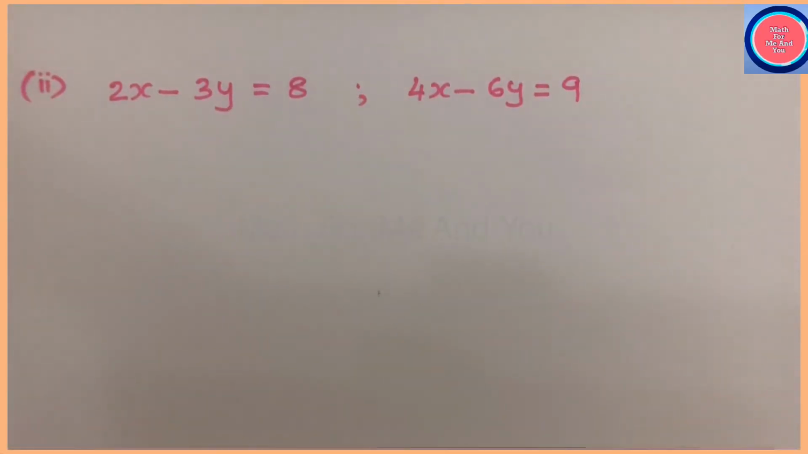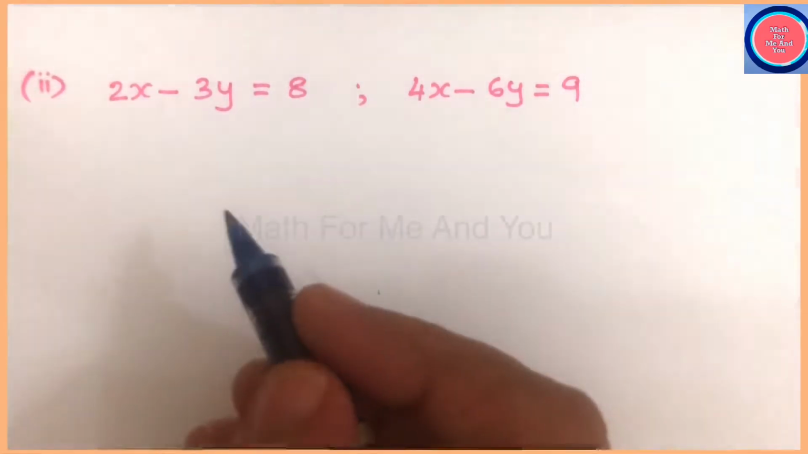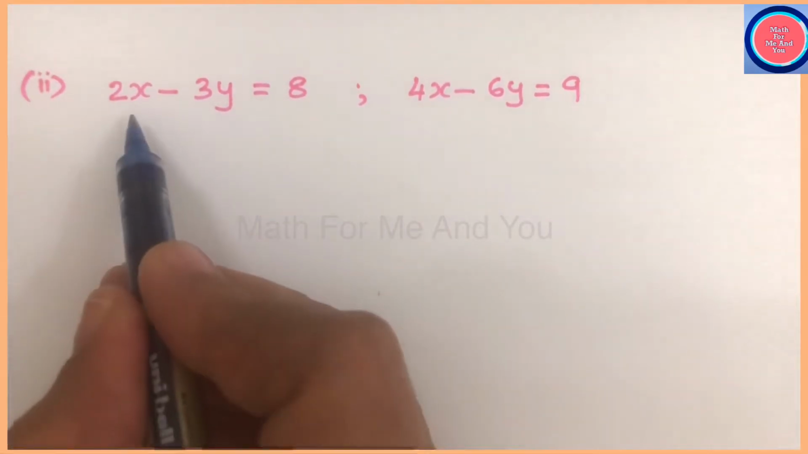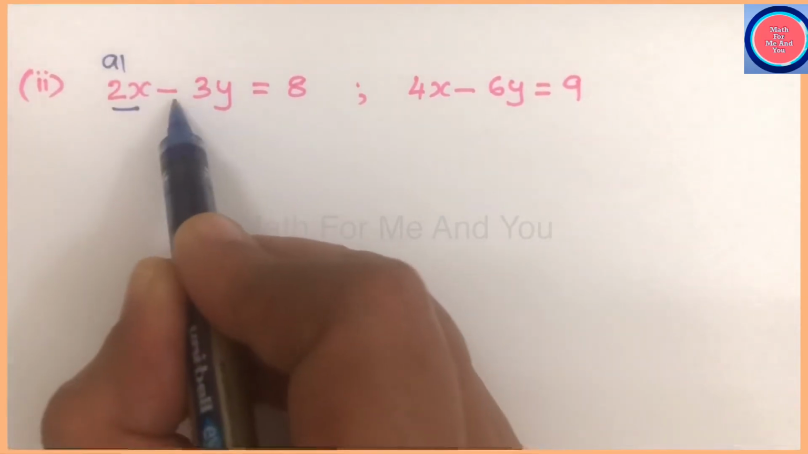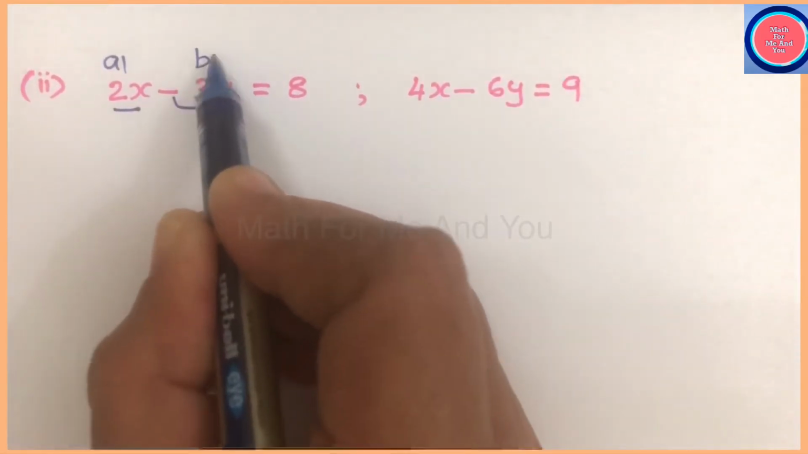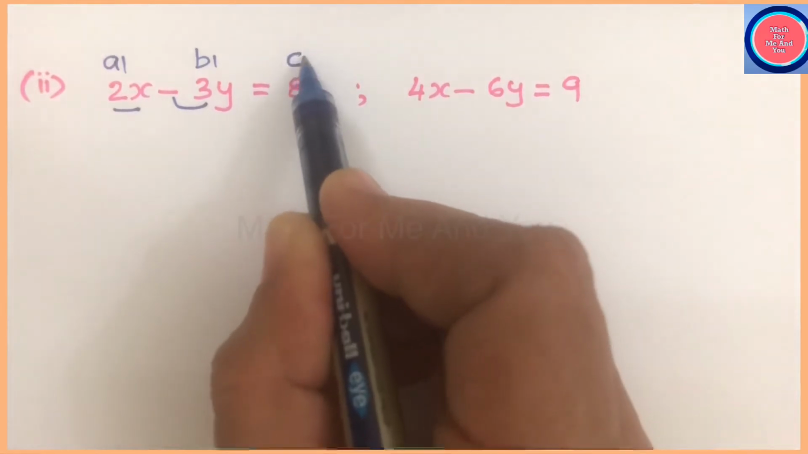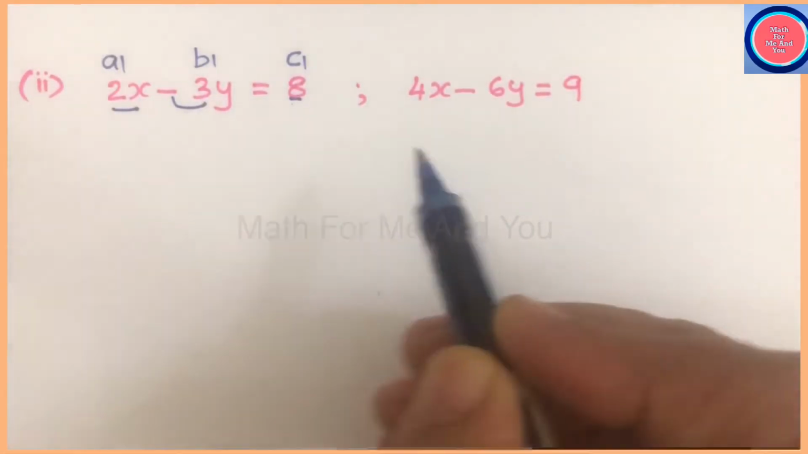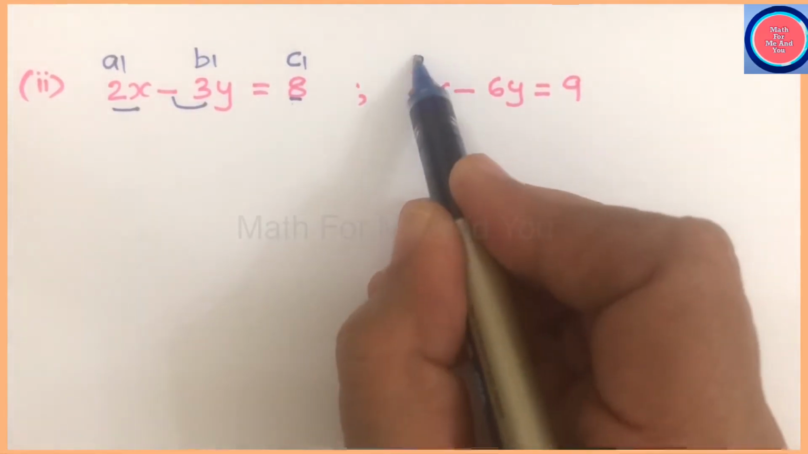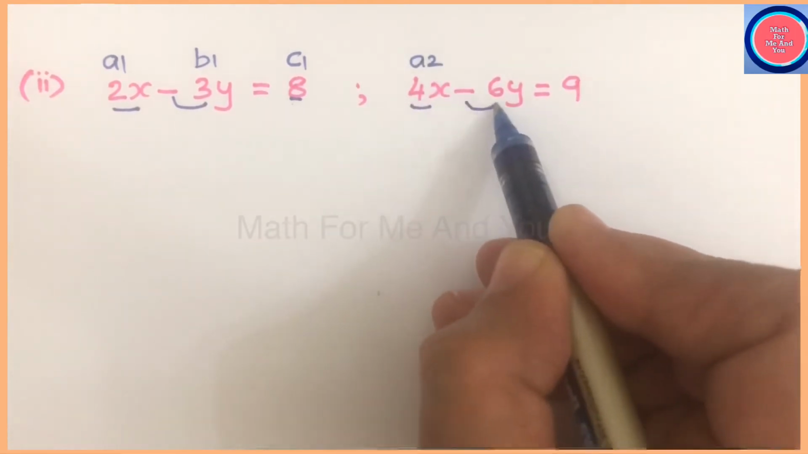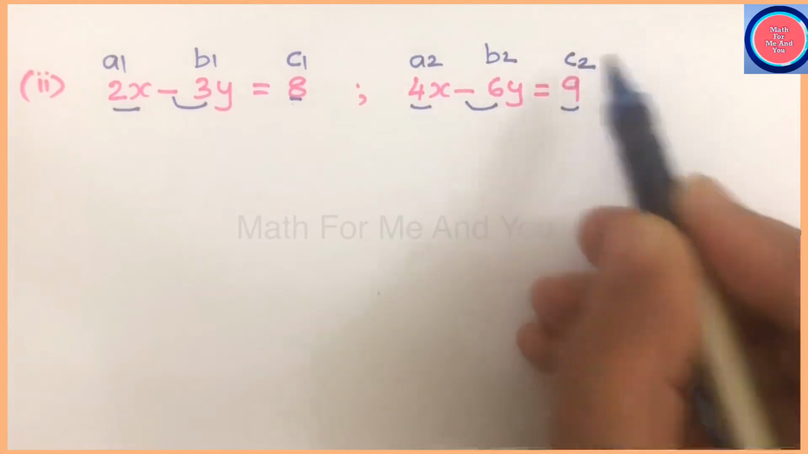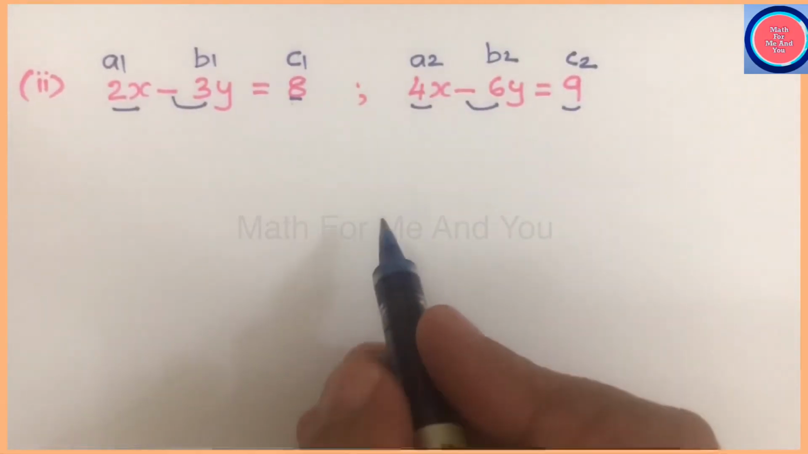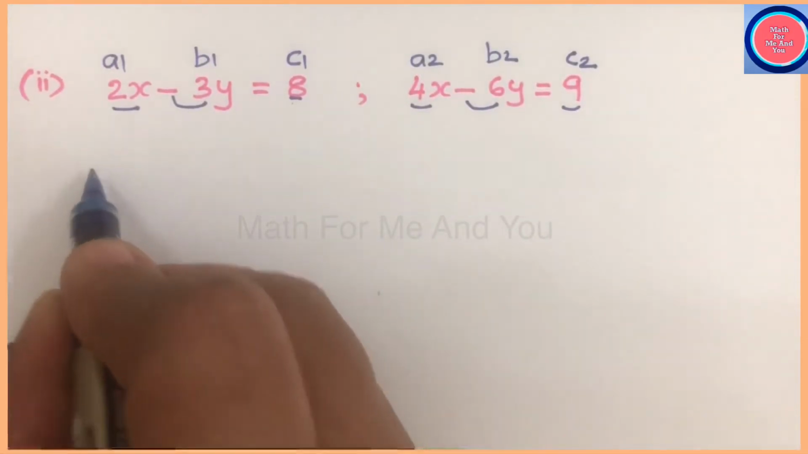Second pair. Here we can see the two equations. We will mark a1, b1 and c1 from the first equation. So a1 is 2, b1 is minus 3 and c1 is 8. Then from the second equation we mark a2, b2 and c2. After getting these values, we can write the ratios.